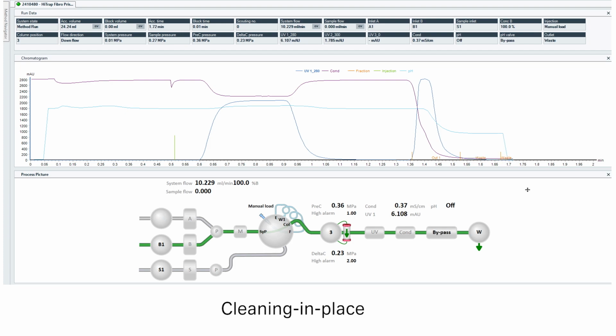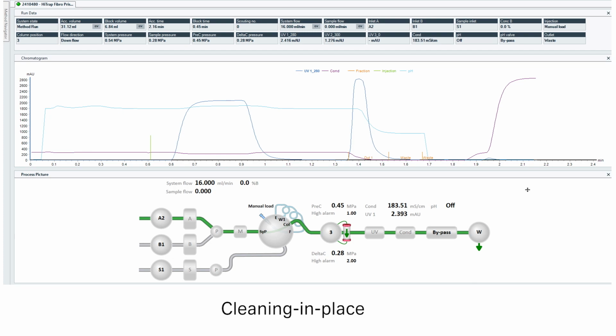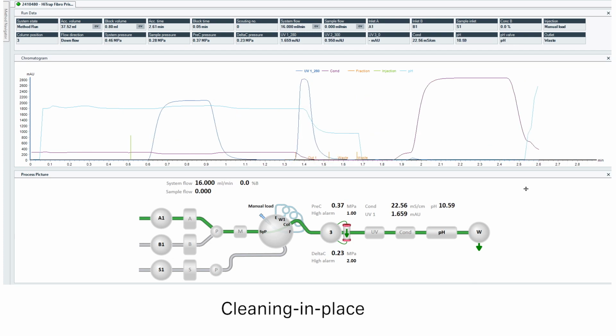Cleaning in place can be performed using 0.5 to 1.0 molar sodium hydroxide. The ligand and base matrix are stable to repeated cleaning, so you can run this CIP on every cycle if desired.